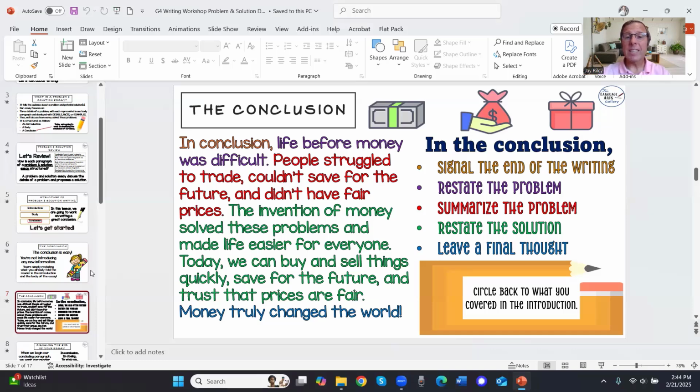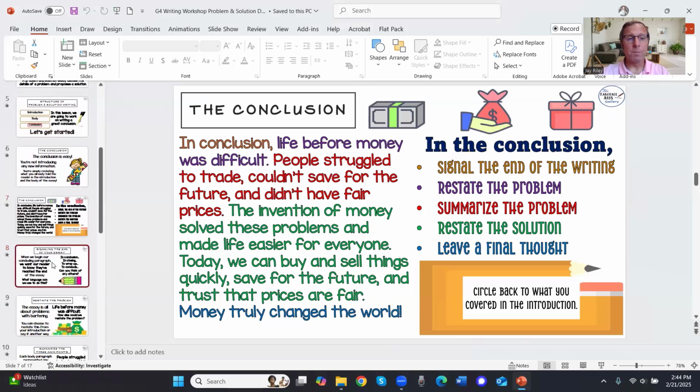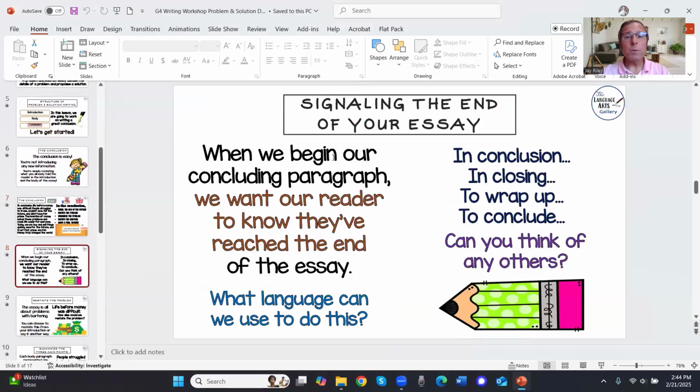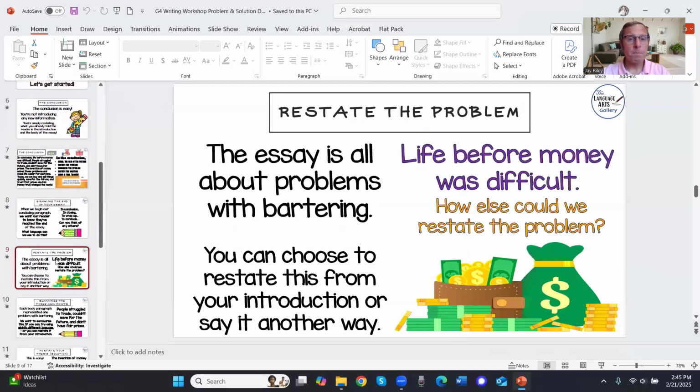So let's go through each part of the conclusion. First, we want a signpost. We can say, in conclusion, in closing, to wrap up, which I think is a little less formal. I might use that in a presentation where I'm speaking. I don't know if I'd use that in formal writing. Or we can say to conclude. And you can think of other ways that you can signal to your reader that you're ending the essay.